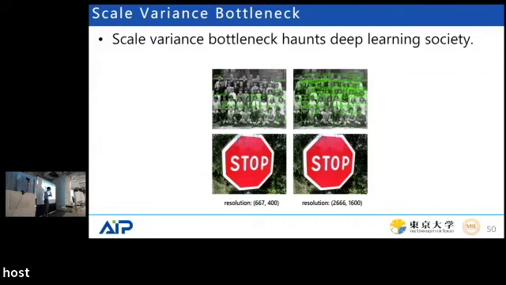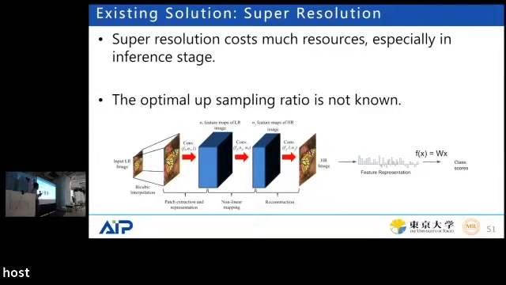So how to solve them? This is actually a well-known problem in computer vision. The standard method is that people build several heads, using a pyramid approach with several pyramids, some focusing on small resolution and some on large resolution. Or some people use super resolution to change the small, low-resolution image to a high-resolution one. But there are some problems. First of all, super resolution costs much resources.